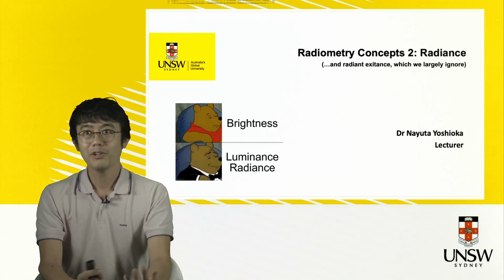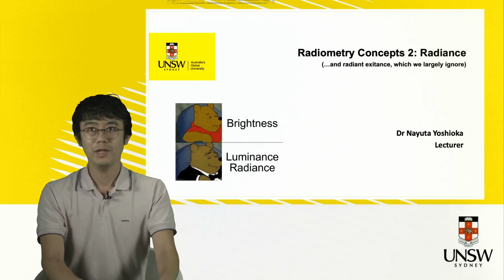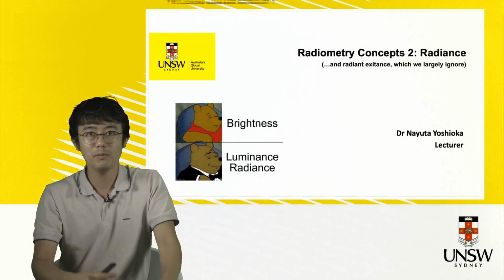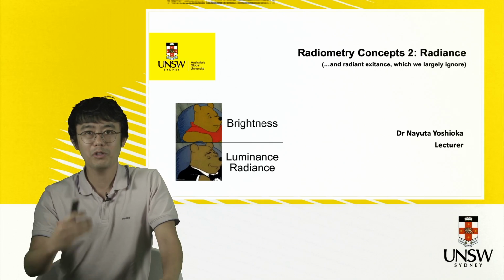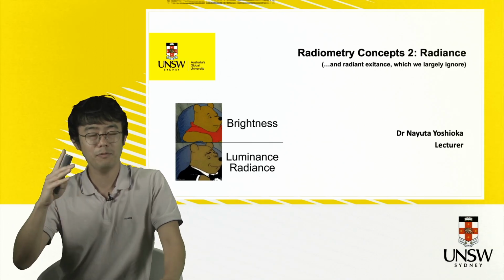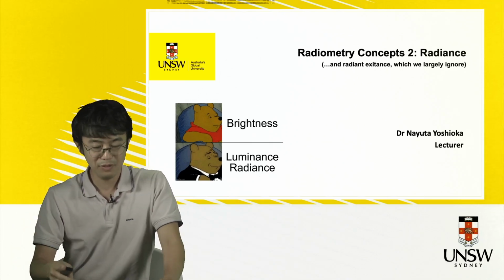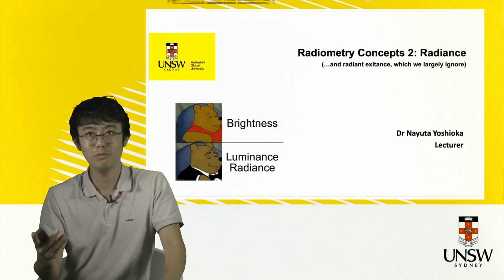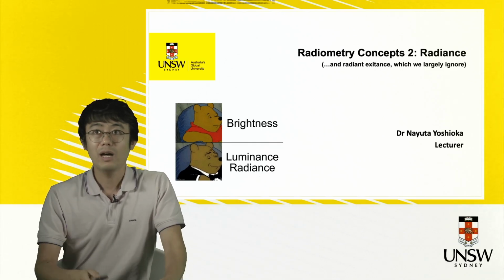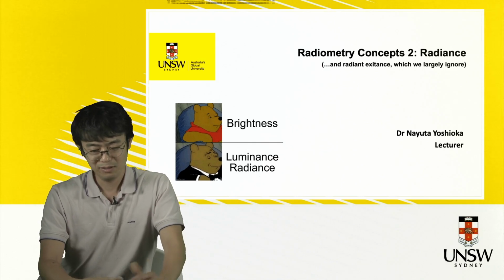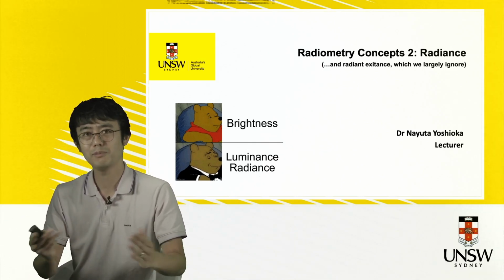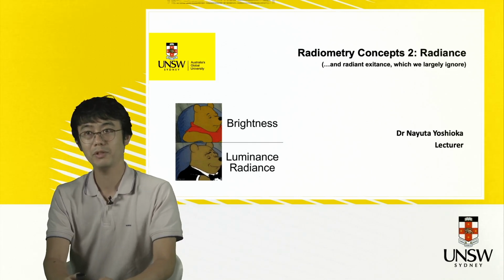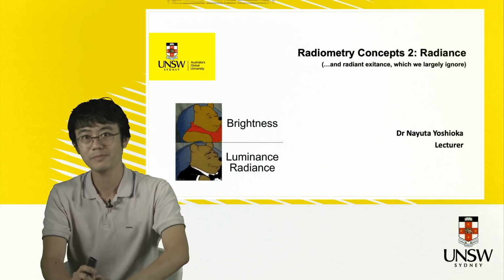Alright, hello everyone and welcome back to the second lecture for the radiometry. We're going to be continuing talking about radiometric concepts. Probably the one you want to pay more attention to is the concept of radiance. The plain English definition of radiance would be brightness. So we're also going to talk about radiant excitance, but that's not as widely used, so that's perhaps the less important of the two, but I still need to talk about it.